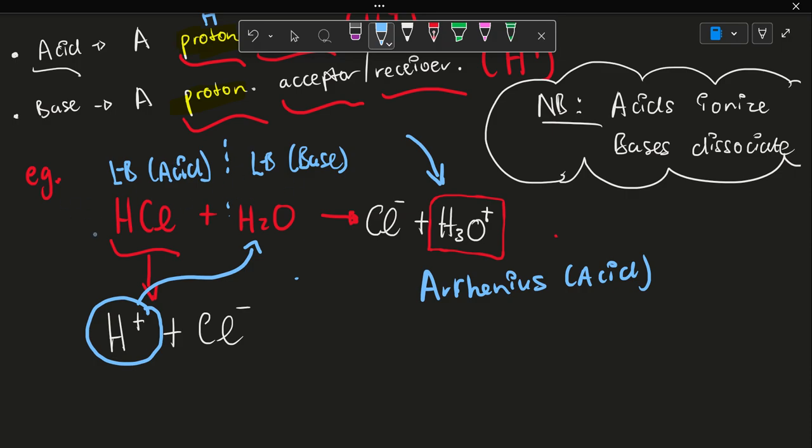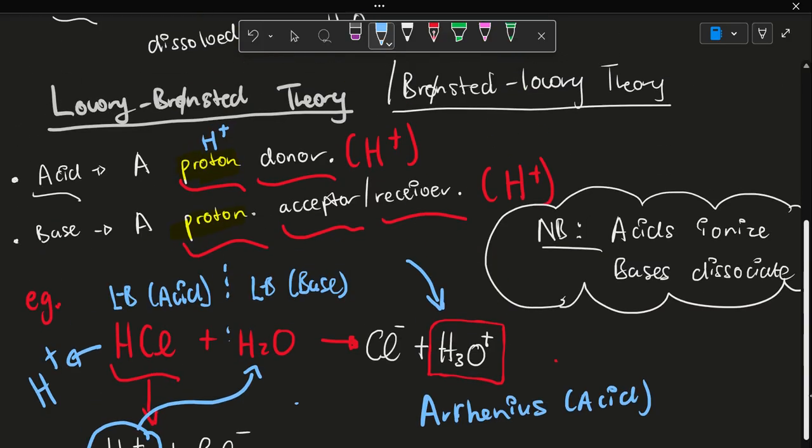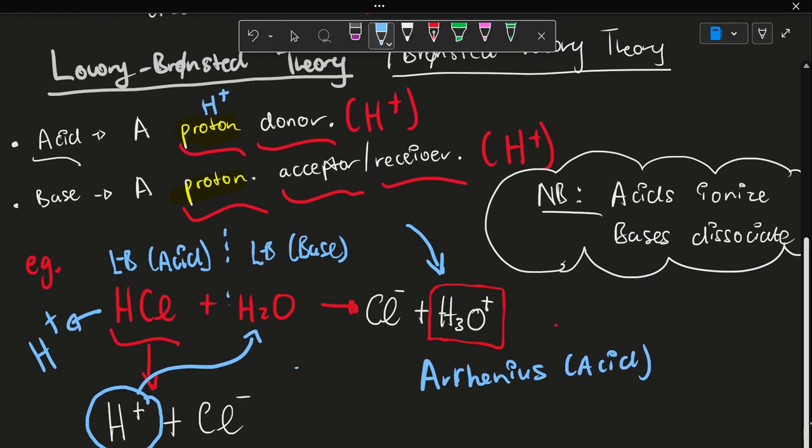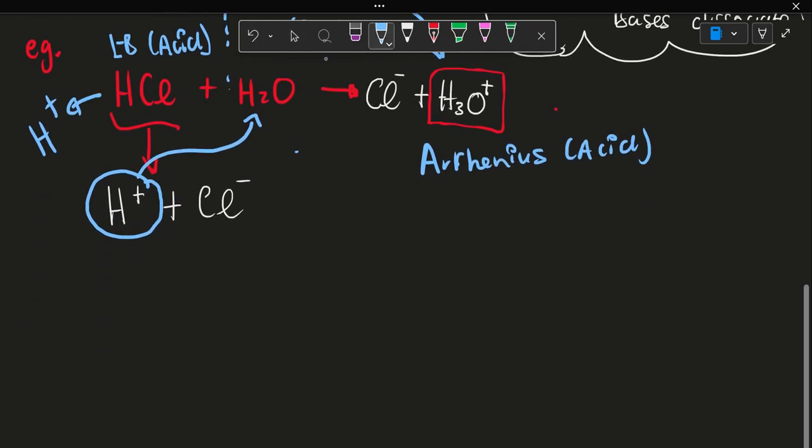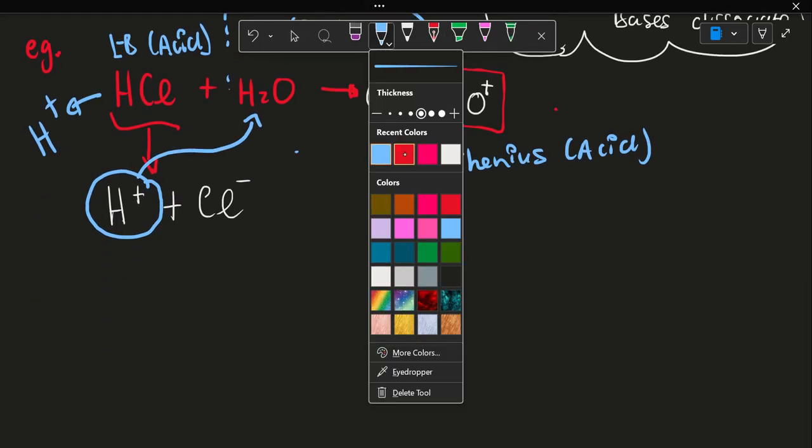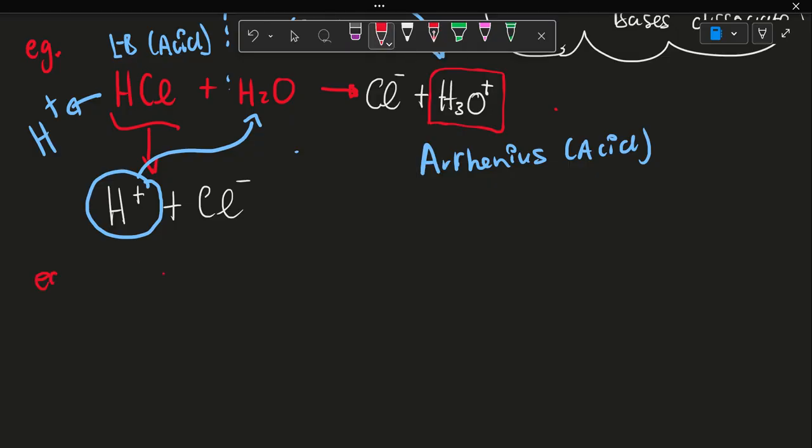Why? Because it donated a proton. Right. Now we look at a different example. So that's basically how an acid would work. Now we look at how a base technically works. Let's take ammonia. Ammonia is a base, and it reacts with water, a weak base, by the way. And what basically happens is this.